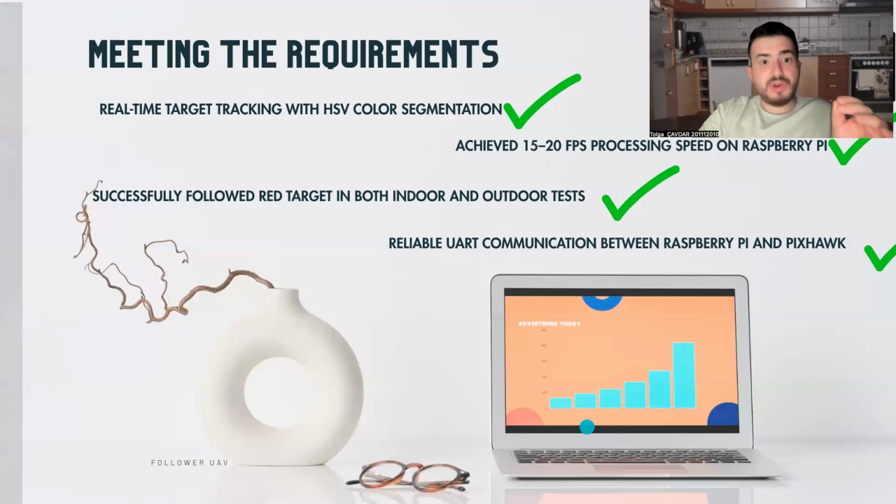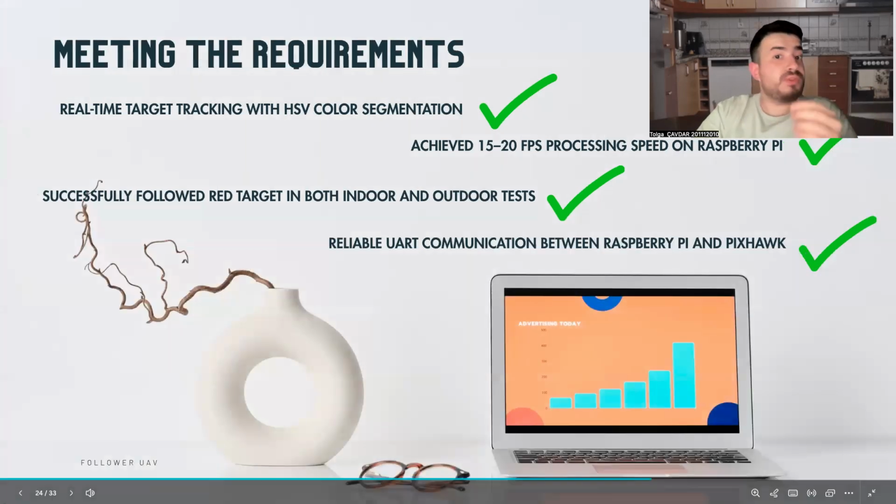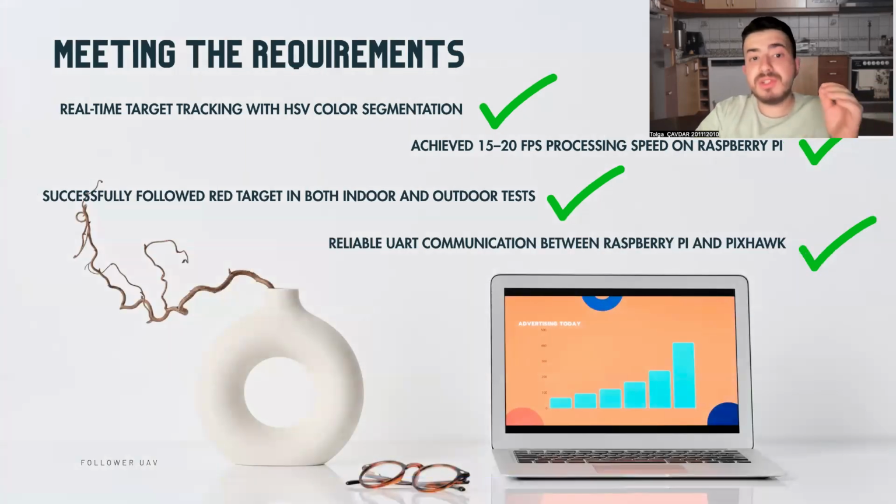The system showed sufficient performance for real-time tracking with an average processing speed of 15 to 20 FPS. The target was successfully tracked with HSV color segmentation and the system responded instantly to the target's location. The red target was tracked reliably both indoors and outdoors. UART communication worked stably and the drone performed a stable flight thanks to the Pixhawk PID settings.